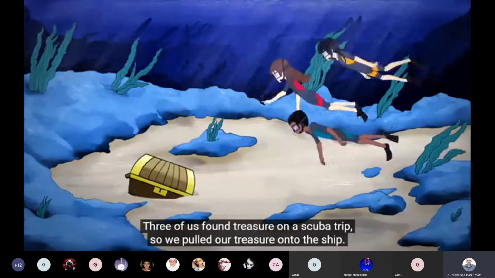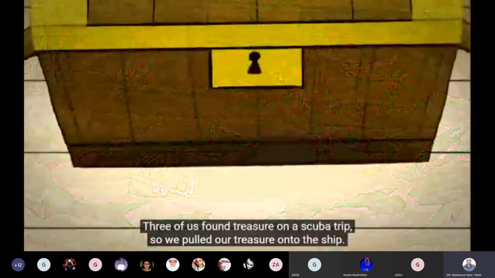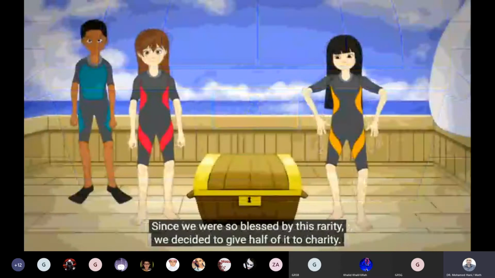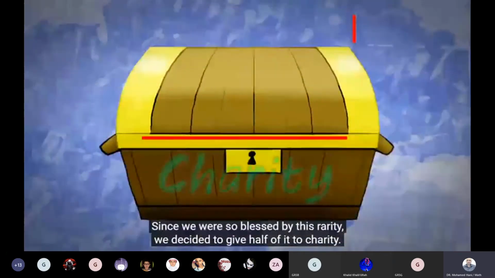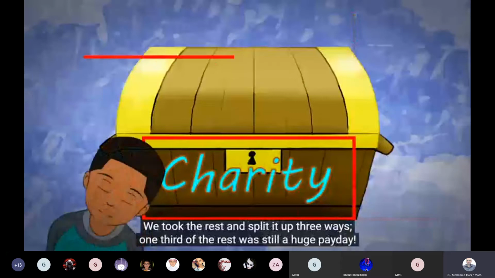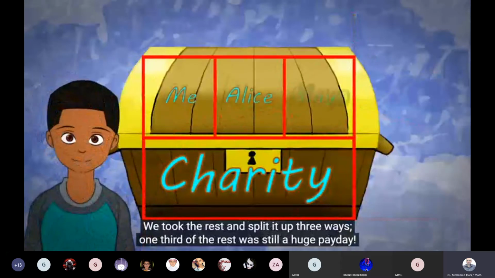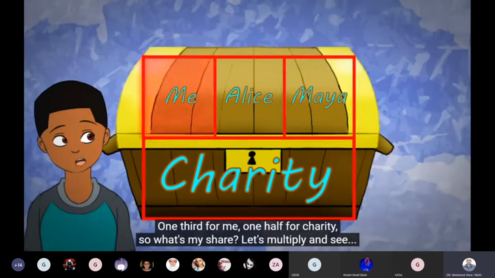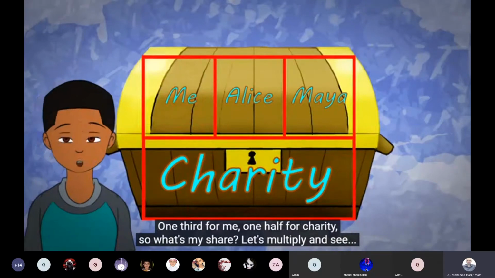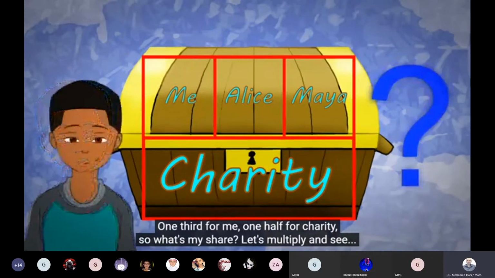Three of us found treasure on a scuba trip, so we pulled our treasure up onto the ship. Since we were so blessed by this rarity, we decided to give half of it to charity. We took the rest and split it up 3 ways. 1/3 of the rest was still a huge payday. 1/3 for me, 1/2 for charity. So what's my share? Let's multiply and see.